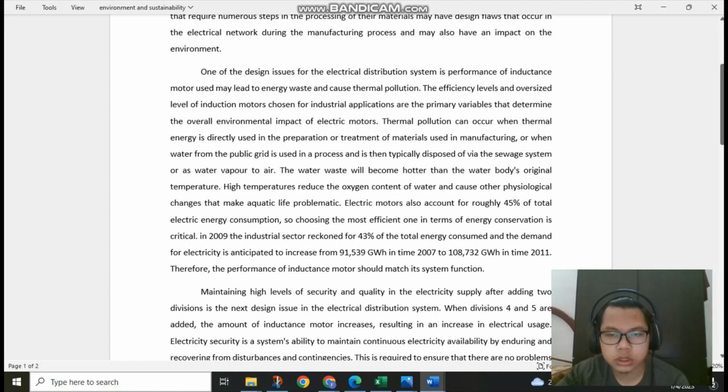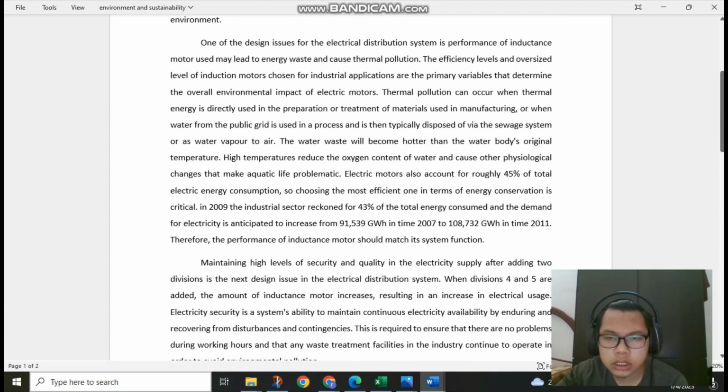Electric motors also use approximately 45% of total electrical energy consumption. So choosing the most efficient electric motor or increasing their performance will help in energy conservation. In 2009, the industrial sector accounted for 43% of the total energy consumed, and demand for electricity is anticipated to increase from 91,539 gigawatt hours in 2007 to 108,732 gigawatt hours in 2011. So the performance of the induction motor should match its specific application to ensure the efficiency of the electrical usage.